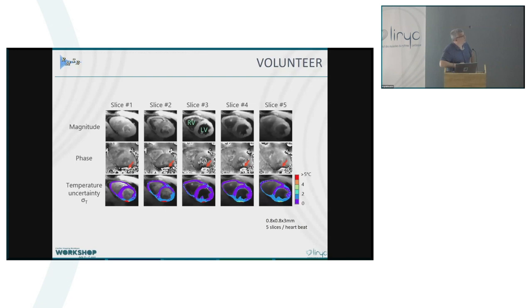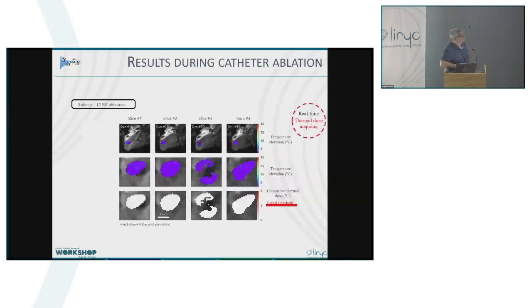the temperature change, the apparent temperature change without inducing any heat, and then you can compute in each pixel the temporal standard deviation of the temperature. What you can see here, with a spatial resolution of 0.8 by 0.8 by 3 millimeters and 5 slices per heartbeat, is that your color-coded temperature map is reasonably good, except in this area, which is at the intersection between the heart, the lung, and the liver.